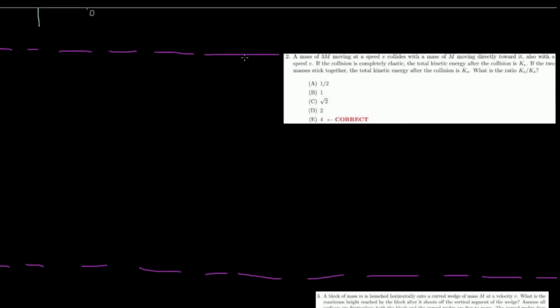A mass of 3m moving at speed v collides with a mass of m moving directly toward it, also at speed v. If the collision is completely elastic, the total kinetic energy after the collision is Ke. If the two masses stick together, the total kinetic energy after the collision is Ks. What is the ratio of Ke to Ks? For this we have 3m going at speed v, and a block of mass m, remember this is not drawn to scale, also going at speed v.